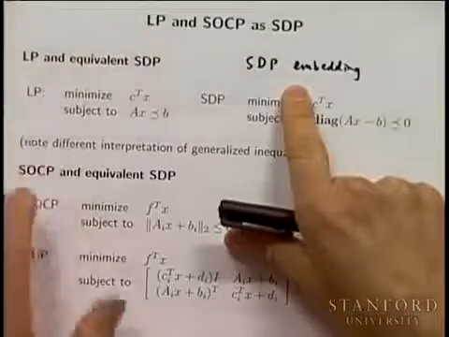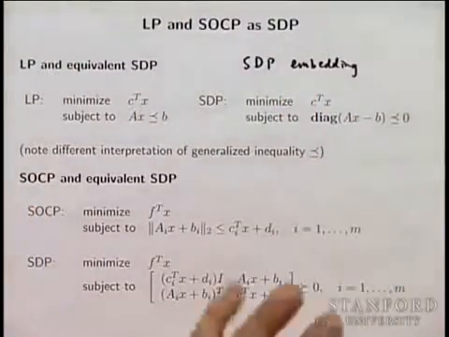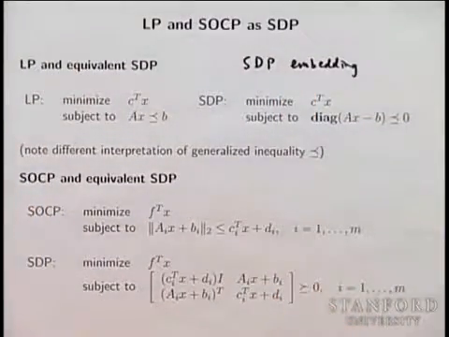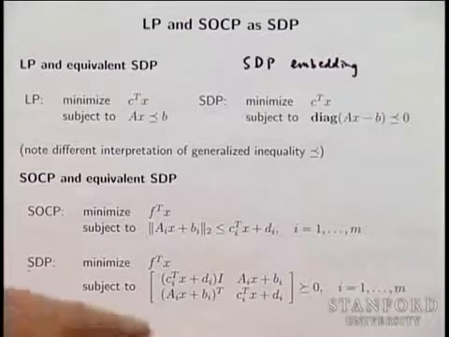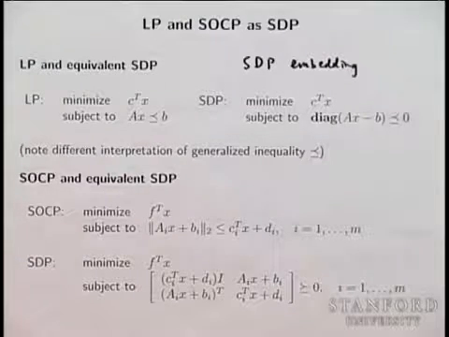For example, in CVX or any of these other tools, if you write something that happens to be an LP, it does not call a different solver. It calls exactly the same solver as if you'd written an SDP. So no difference. The point there is that an SDP embedding has a practical use. SDP is so expressive that it can be used to represent a huge number of constraints.